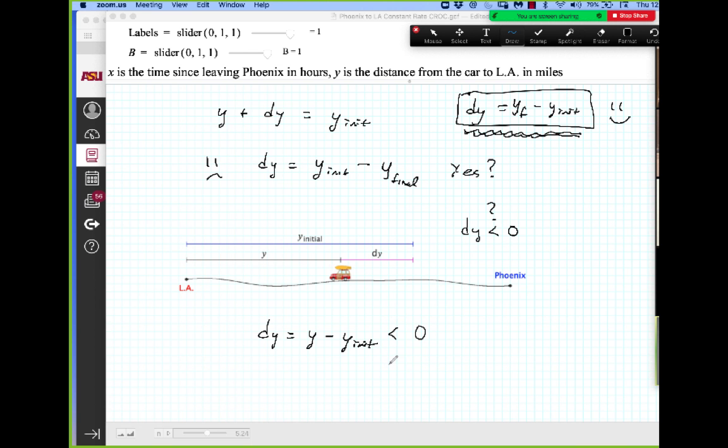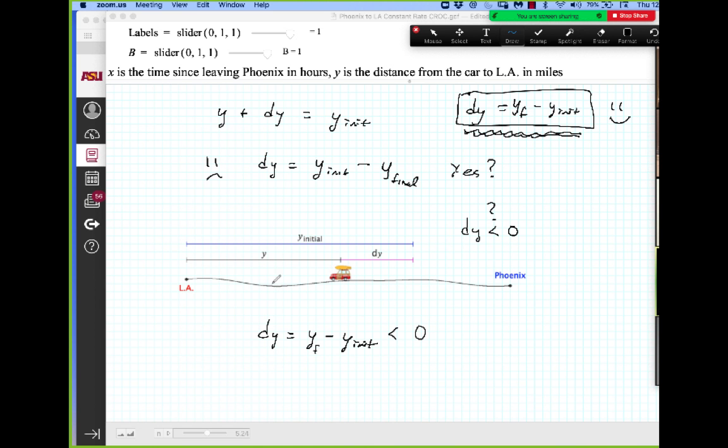What do the rest of you think? I thought John was saying it'd be like y final over y initial would be less than 0. That's how I interpreted it. Were you talking about the ratio, Donna? I think so. Okay, it's hard to explain these things.